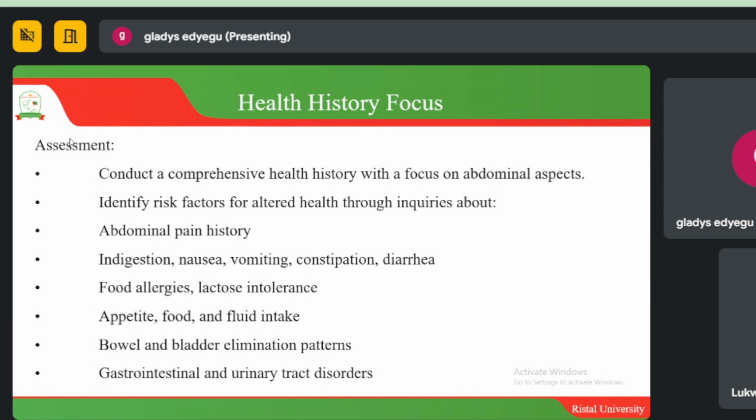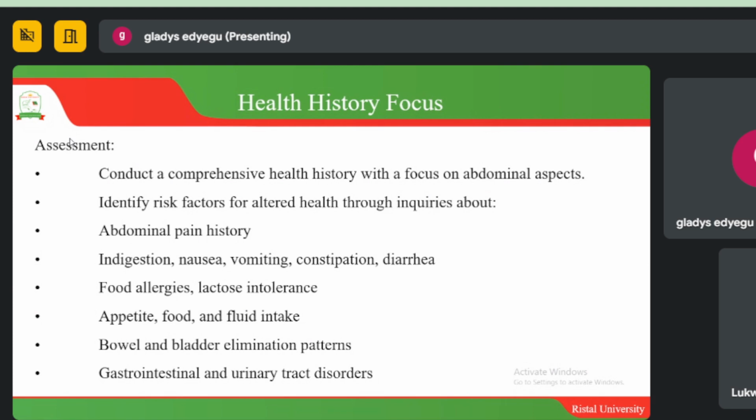and you deal with it in relation to that. Then food allergies. You also have to find out from your patients if they have any food allergies, because sometimes it may precipitate diarrhea, constipation, even nausea and vomiting. So you should find out from your clients if they have that kind of allergy to any type of food that they eat. Then also lactose intolerance.